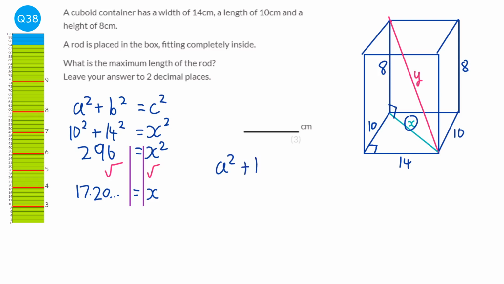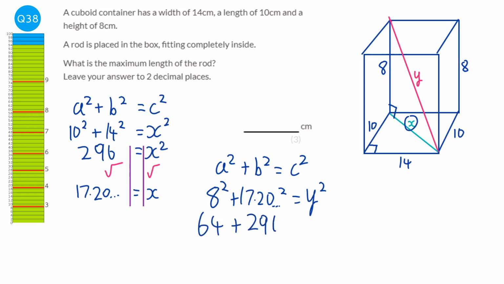A squared plus b squared equals c squared. Our a is 8, so 8 squared plus, and then we've got 17.20 blah blah blah squared equals, and then we're looking for y, so y squared. Now if I square the value that's in my calculator from before, the 17.20, and if I just click square it, it will put it back to 296, because I've square rooted it and then I'm just squaring it again. So it would be 64 plus 296 equals y squared. So I'm just going to add them together, which will be 360.